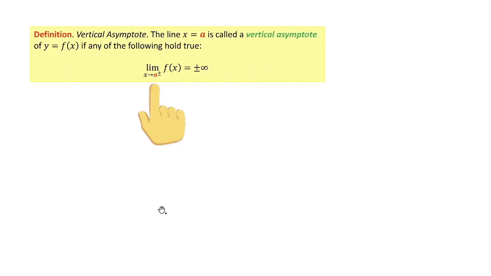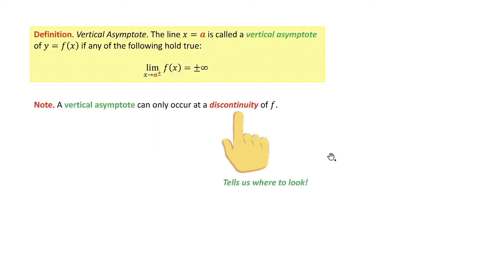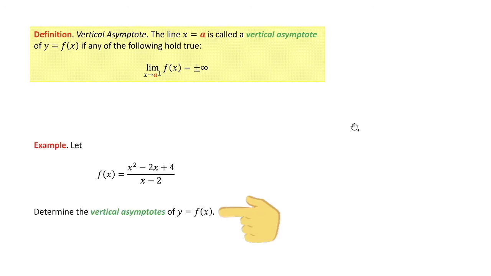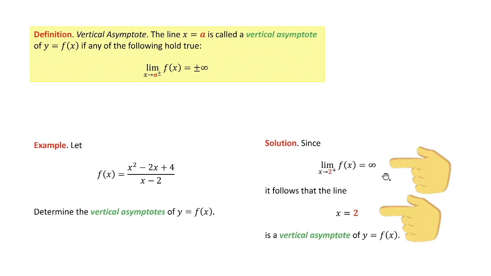Okay? And how does this come up? Well, we can define a vertical asymptote. The line x equals a is called a vertical asymptote if the limit is plus or minus infinity. So let's see how that plays out. Vertical asymptotes typically occur at a discontinuity of the function. So if you have a rational function in particular, look for the asymptote there. So here's the problem. The same function, determine the vertical asymptotes. We already evaluated the limit, so it follows that the line x equals 2 is a vertical asymptote.